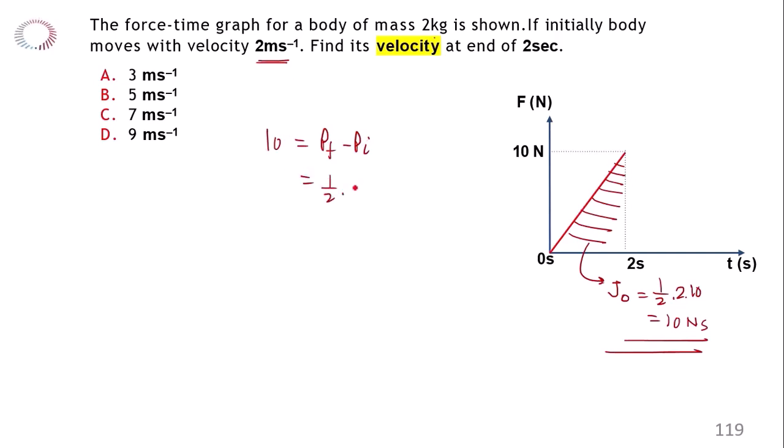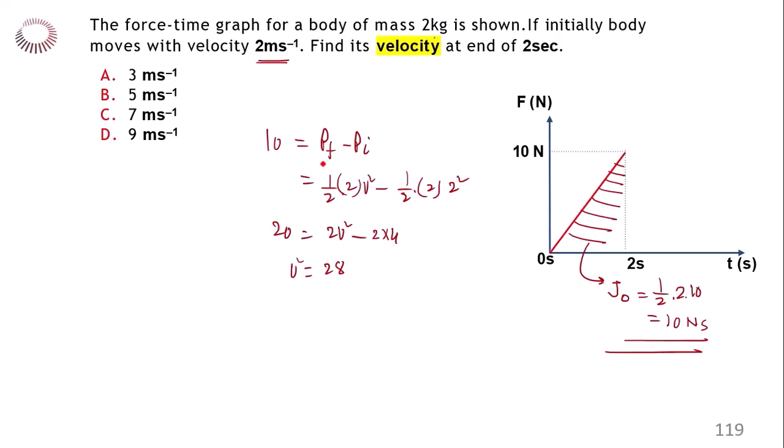So 10 Newton second should be equal to P final minus P initial. Working with energies: half m v square minus half m into 2 square. Half into 2 into 2 square means 4, 4 into 2 means 8. So 8 plus 20 is 28. So v should be equal to root of 28.